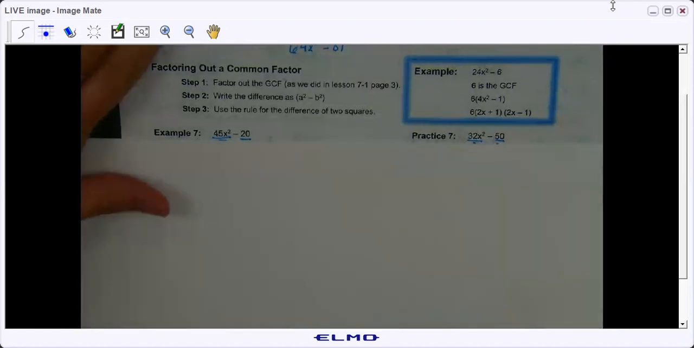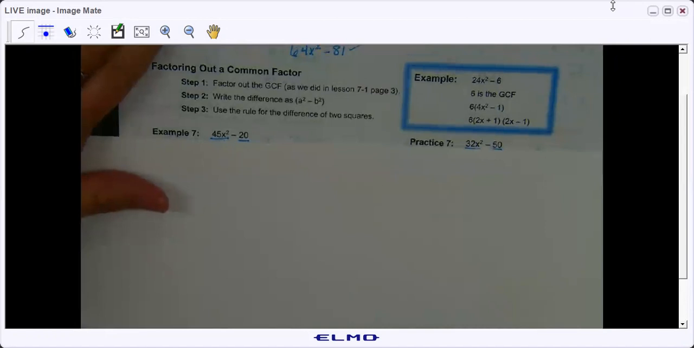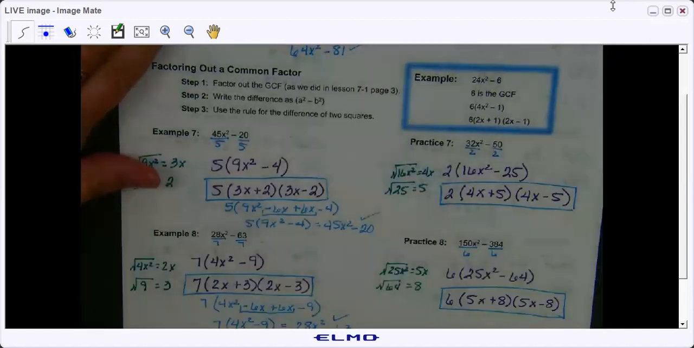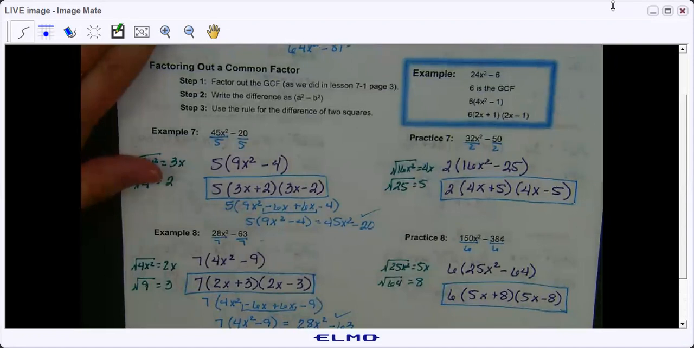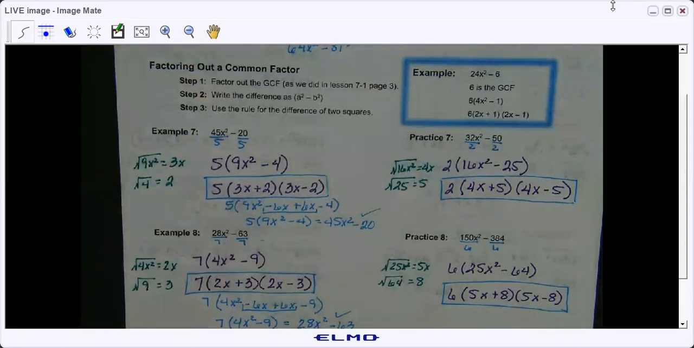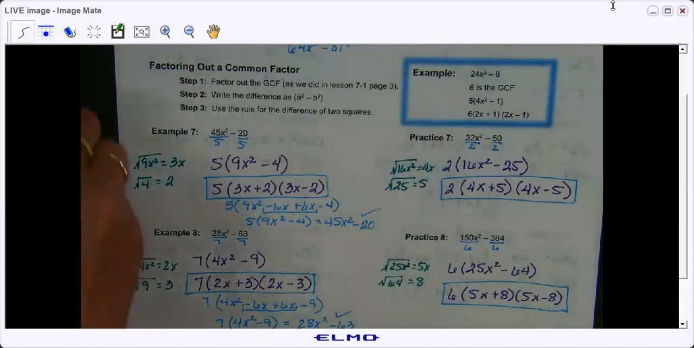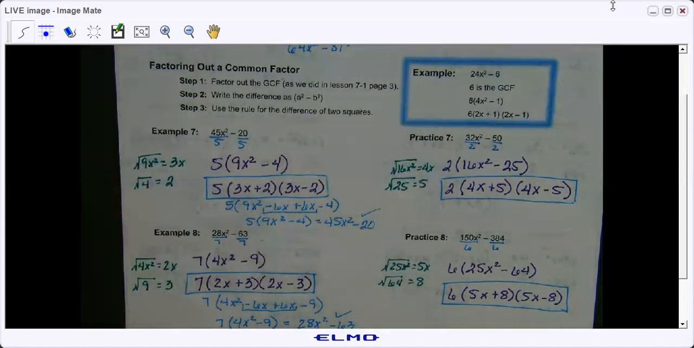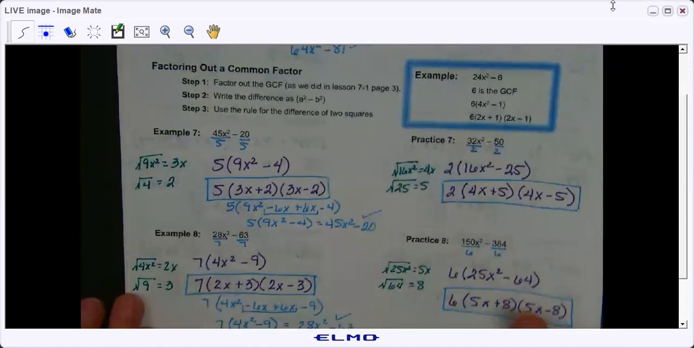All right, right now I am going to go ahead and show you the answer for both practice problems. Okay. Go ahead and check your work. If you need to maybe go through it and see how we got the answer we did, you can go ahead and pause the video to do that. But right now we're going to move on to lesson 7-8. All right, and that is on page 3.